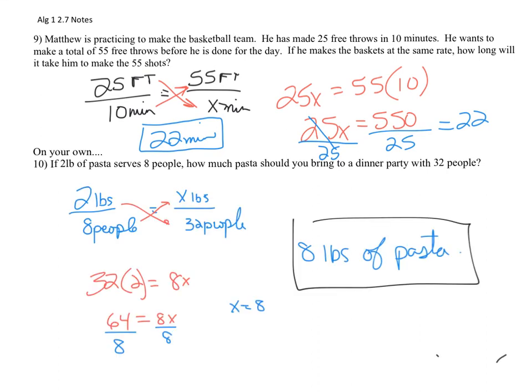All right, Algebra 1 students, welcome back. You can see my work here. I set up 2 ratios or 2 proportions, 2 over 8 and x over 32. Okay. When I cross multiplied, I got 32 times 2 is equal to 8x. Then I used the division property of equality, divided both sides by 8. Okay, 64 divided by 8 is equal to 8. It takes 8 pounds of pasta to feed 32.